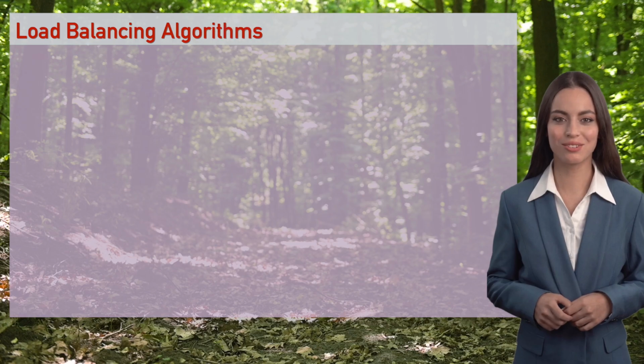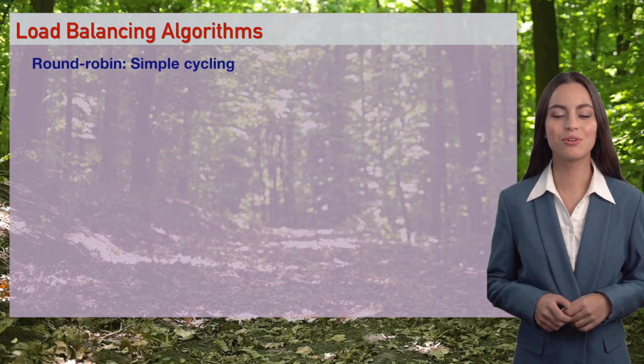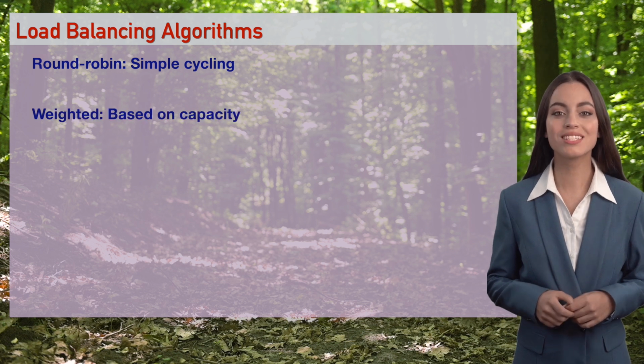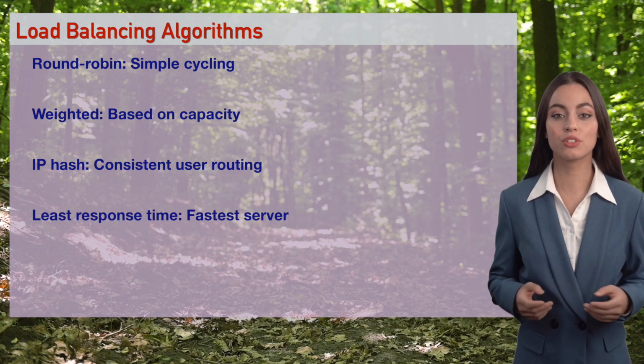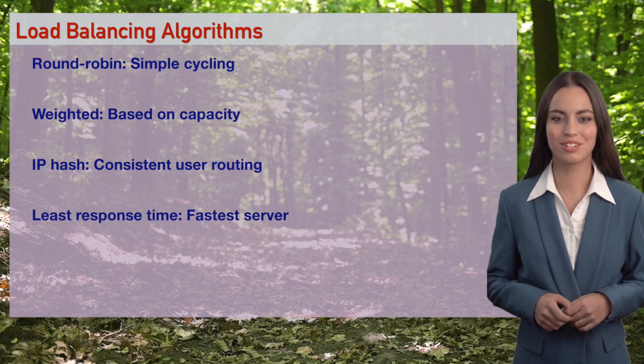Load balancing algorithms. Round-robin cycles requests equally, simple for uniform servers. Weighted assigns based on server capacity. IP hash routes consistently by client IP for stateful sessions. Least response time directs to the quickest responding server.